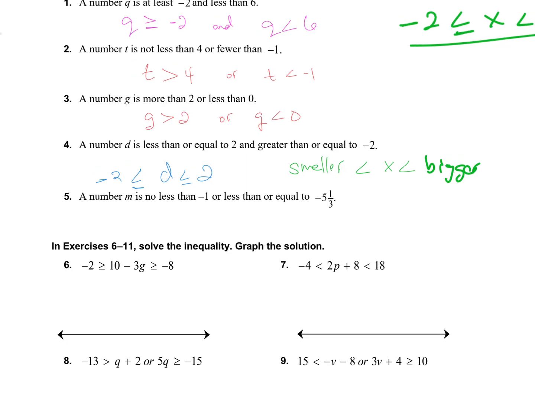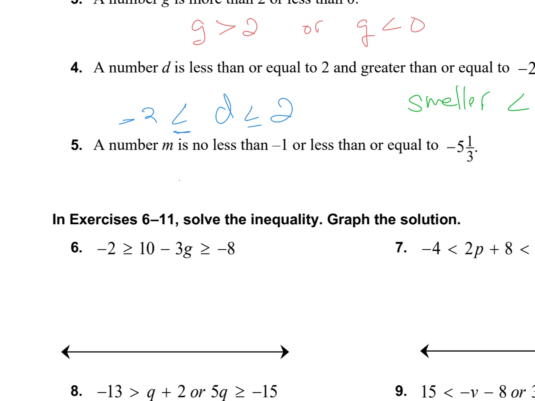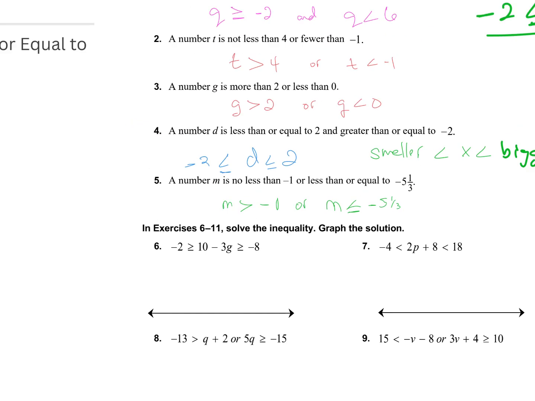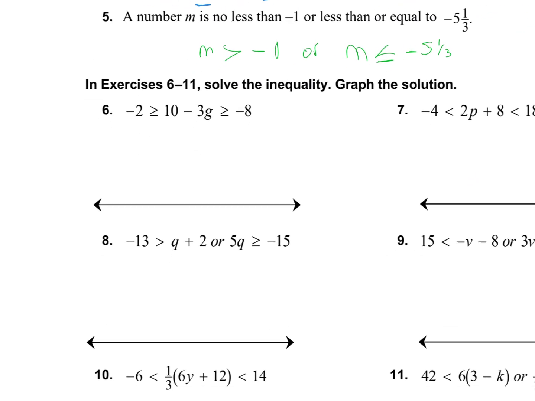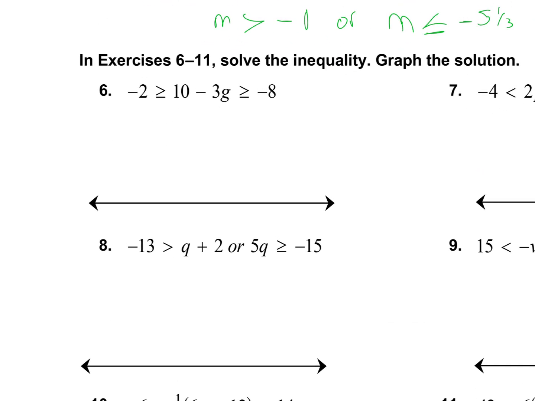A number M is not less than, so it must be greater than -1, or that same number M is less than or equal to -5 1/3. Again, that's an or, so I guess I should write the word or. I did it there and there, I just forgot to do it on the number 5. Solve them, graph them, let's go.